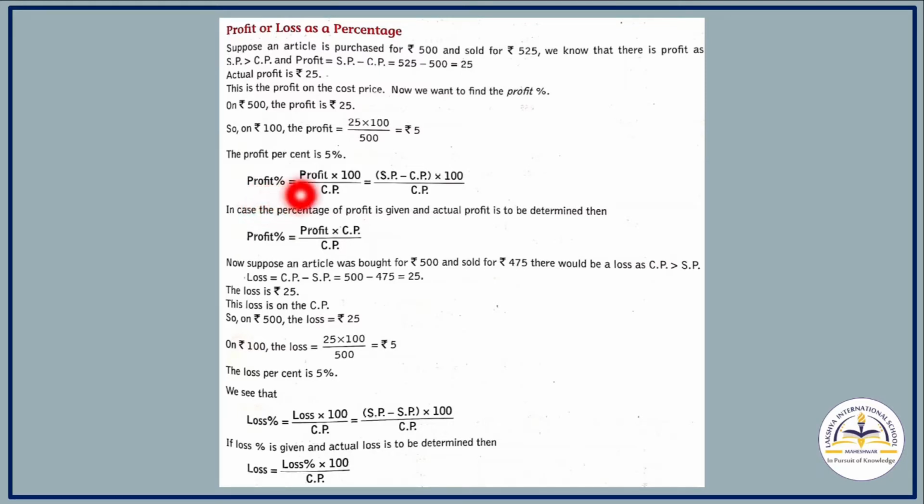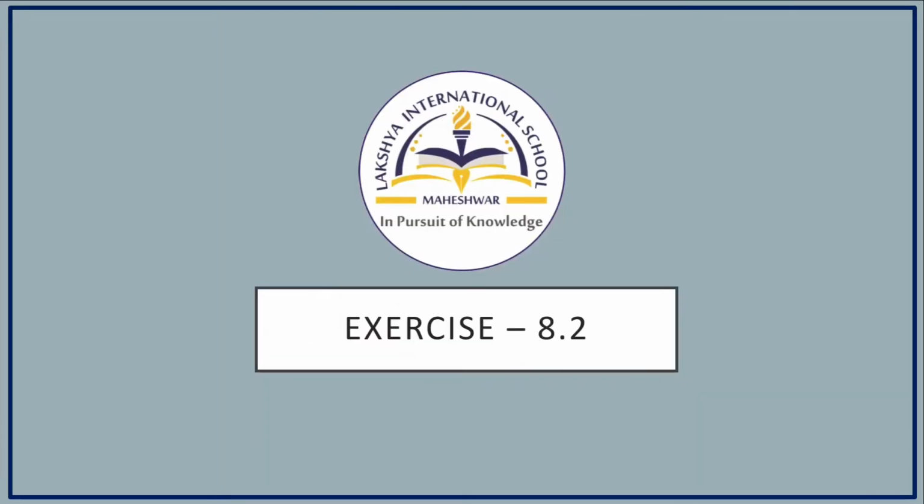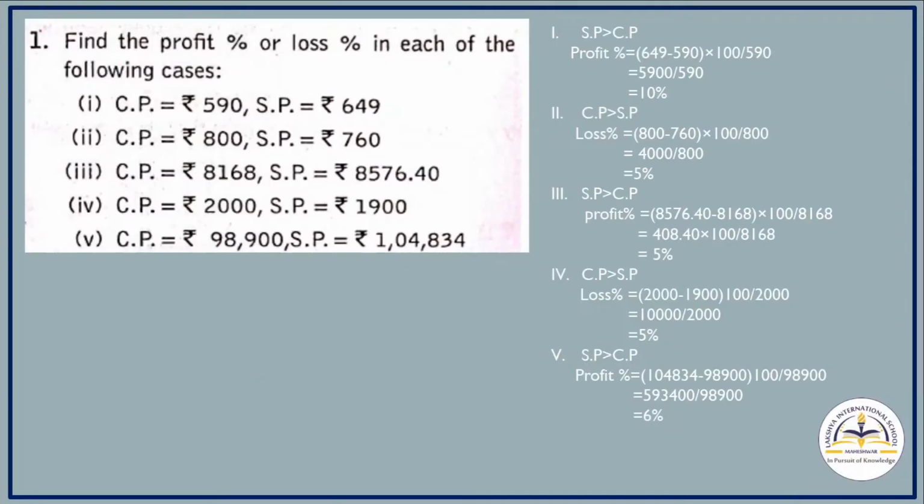Now for profit percent, there is a formula: profit into 100 divided by cost price. As the profit, we can write selling price minus cost price, that's why we have written it here. Now for loss, the loss percent formula is loss into 100 by cost price, or we can write cost price minus selling price into 100 by cost price. Now in this video we will solve exercise number 8.2.